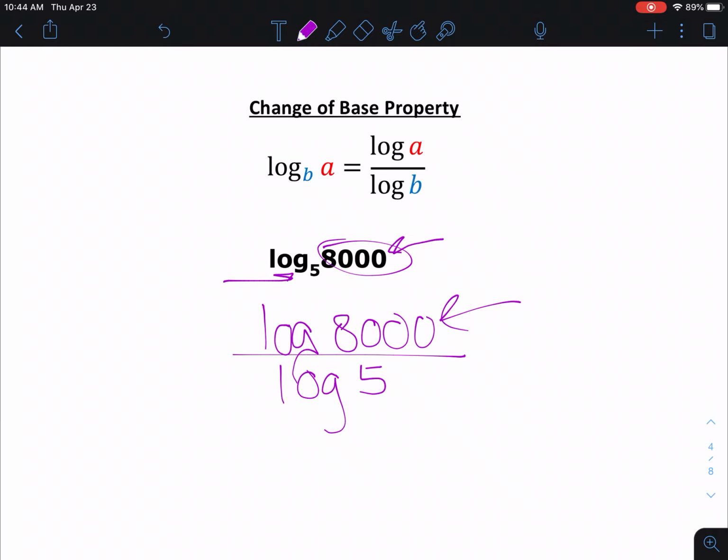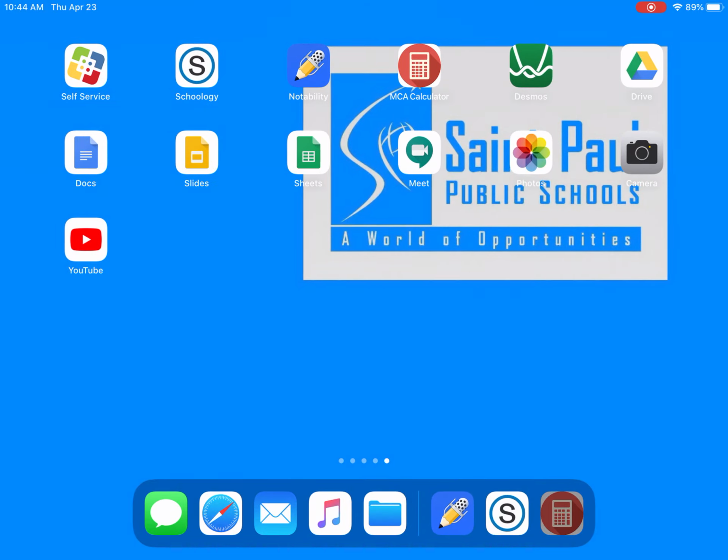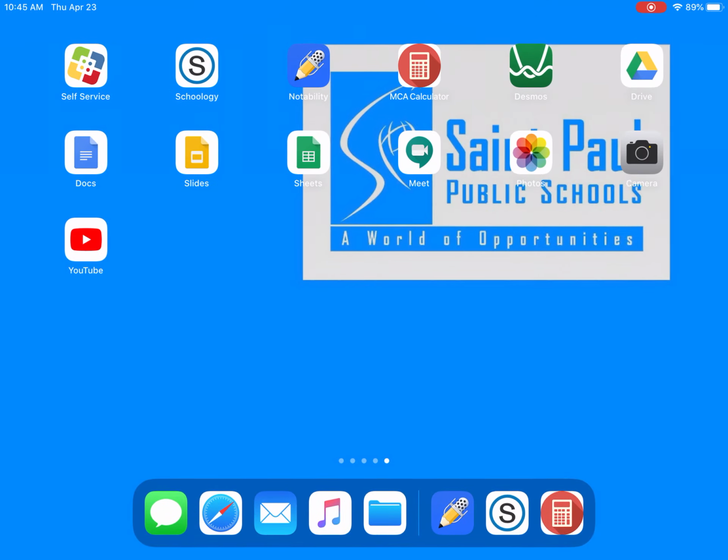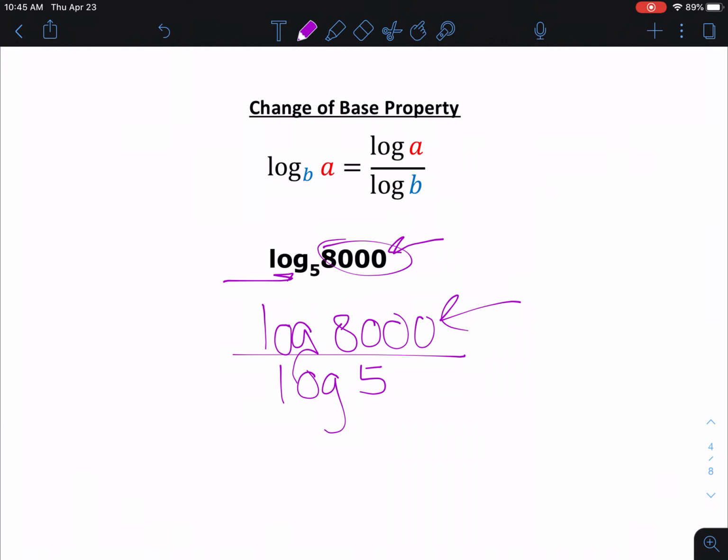And then you take your calculator and you just type this in. So I'm going to do that. Log 8,000 divided by log 5. So log 8,000. Don't forget to close the parenthesis here, and then divided by log of 5. Close the parenthesis, and we get 5.58. Okay, I'm going to round to 2 decimal places, so 5.58 we'll say. So then this is 5.58. So that means this right here is equal to 5.58.